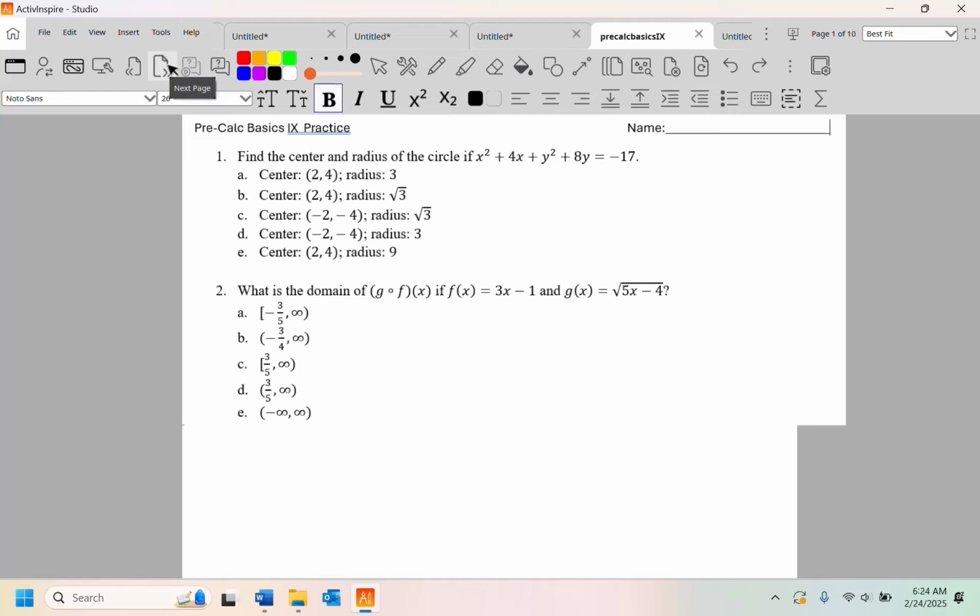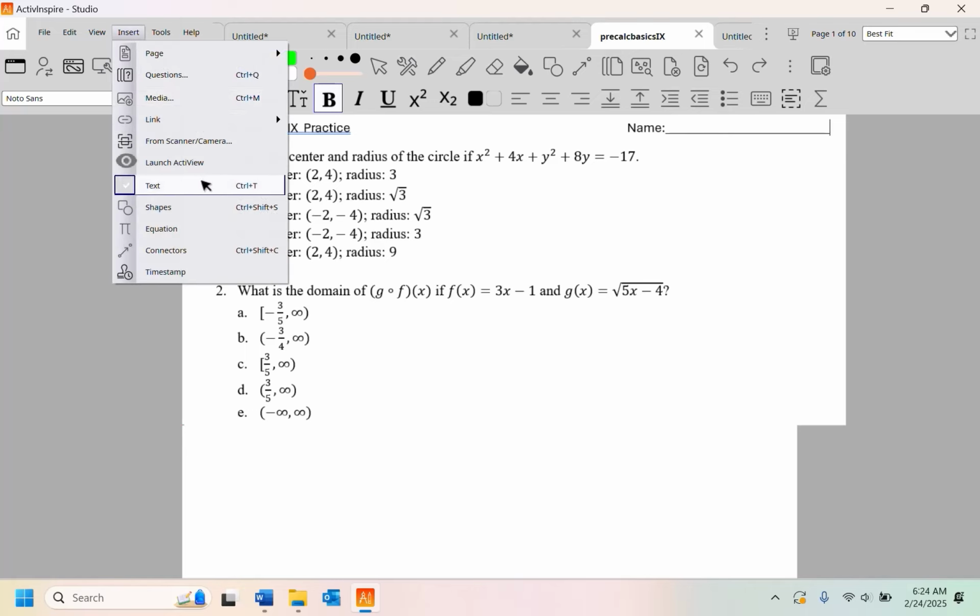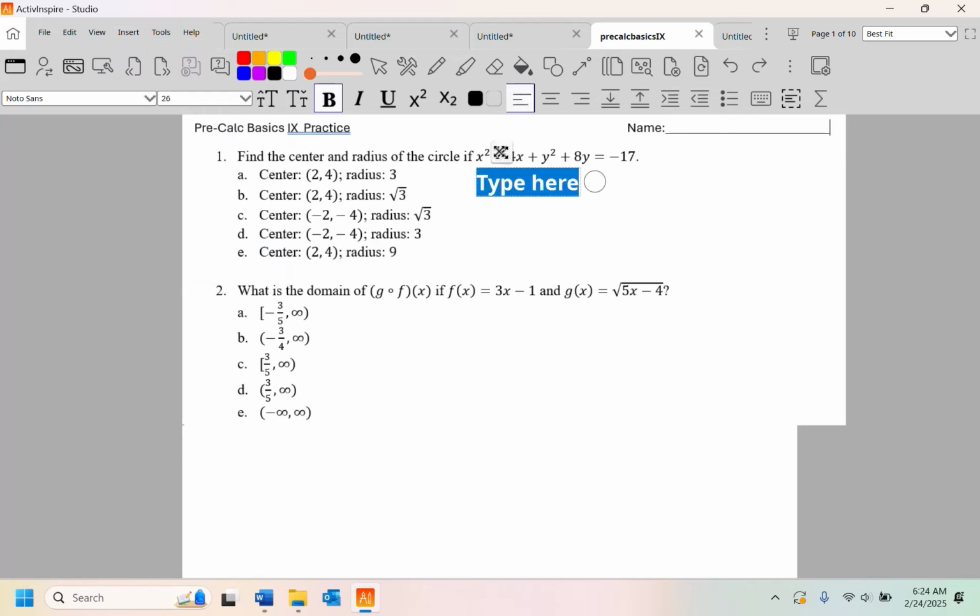So, pre-calc 9 basics practice. This will be the layout for the next 2 or 3 weeks. And I forgot to do this while I was at work and I haven't been up there. So here we go at home.